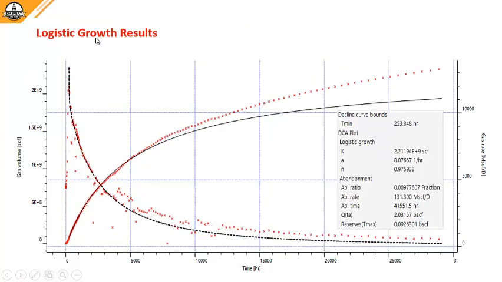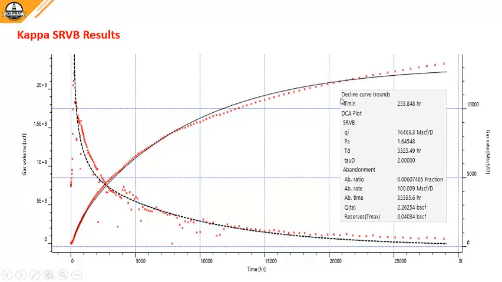This is the logistic growth. You can see here there is not a good match, and you got this low value. You can see here from the forecast of the tendency for the EUR. And this is the one that uses Kappa. Again, you can see there is not quite a good match. This is the value that you have for the EUR.